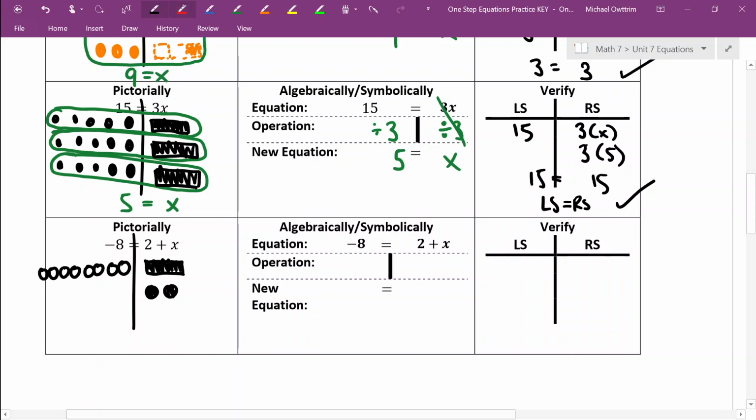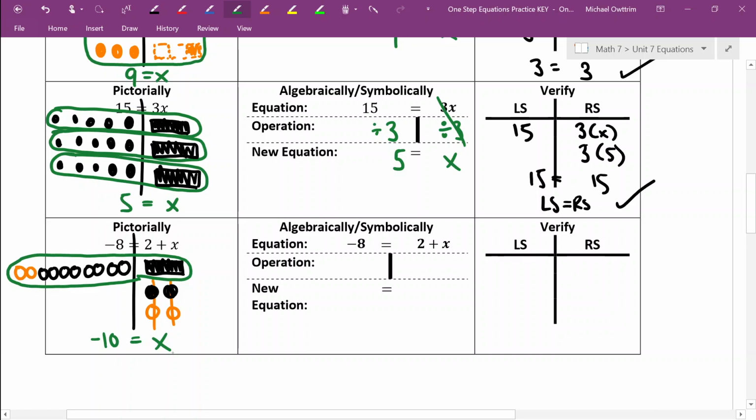To solve this equation, I want to get my x by itself. Currently, that x is being bothered by these positive constants. To cancel out 2 positive constants, I'm going to need to draw 2 negative constants to form those 0 pairs. If I draw 2 negative constants on the right side, I must also draw 2 negative constants on the left side to keep things fair. Finishing up, I can see my 1 x on the right side matches to a total of 1, 2, 3, 4, 5, 6, 7, 8, 9, 10 negatives. So I can say that negative 10 is equal to x.